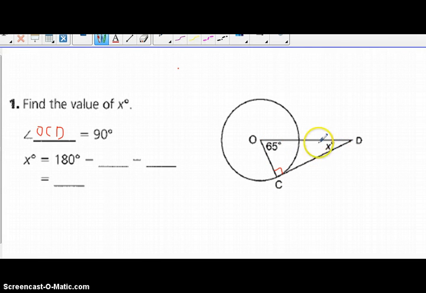So now, we know that this is 90, this is 65, and that the total is going to be 180, so therefore we can solve for x by saying 180 degrees, that's going to be our starting point always, minus 90 minus 65. So we're just plugging in our known values here, and 180 subtract 90 is 90, and 90 minus 65 is going to leave us with an angle measurement of 25 degrees. Okay, and that's it. Let's look at another example.